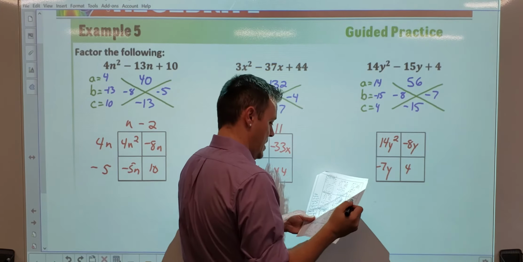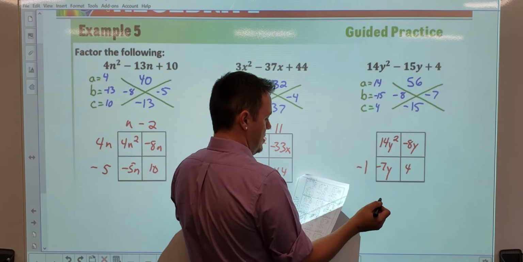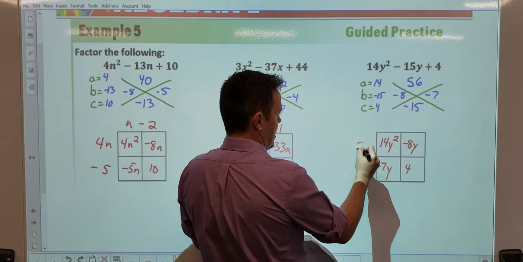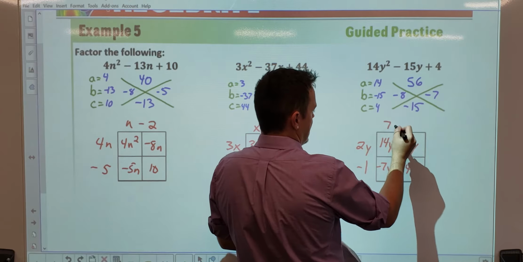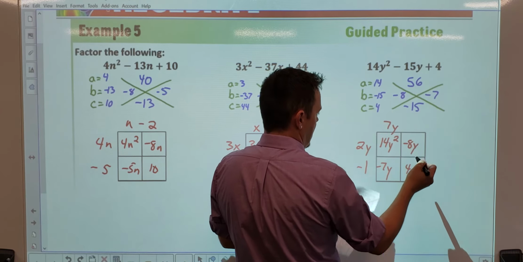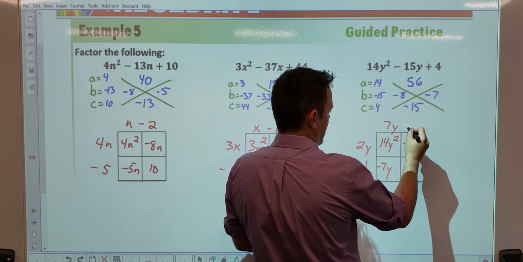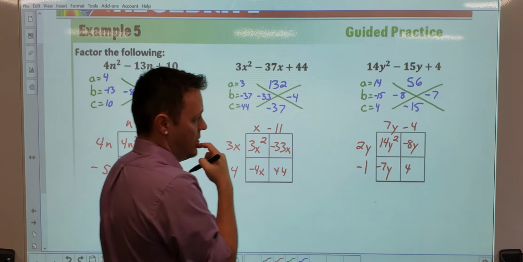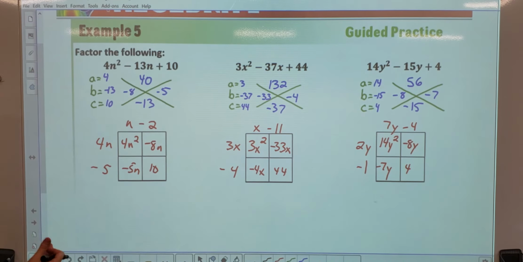Okay, so it ends up being, this is negative 1. This is going to be a 2y. That would be a 7y. And then the last piece here is a negative 4. If you have any questions, make sure you see me in class. Okay. All right, a couple more.